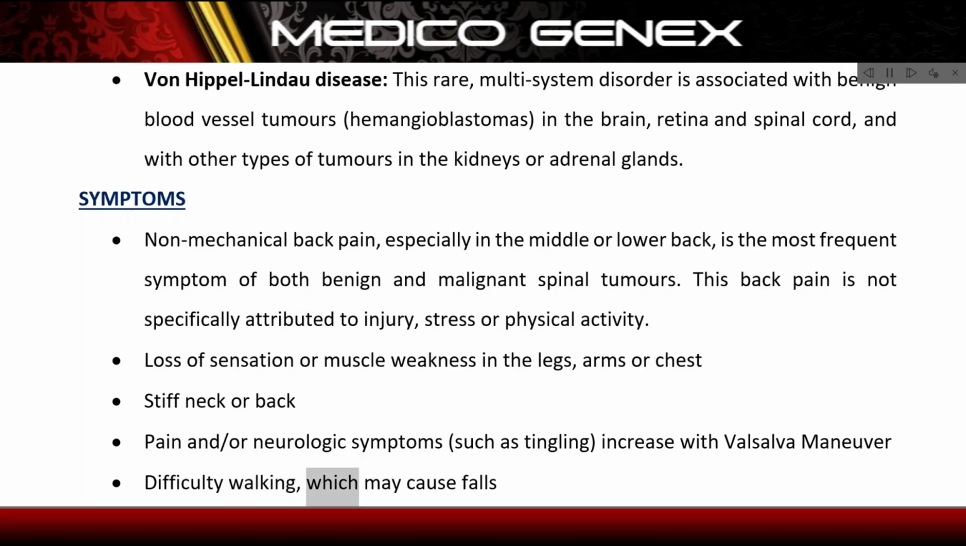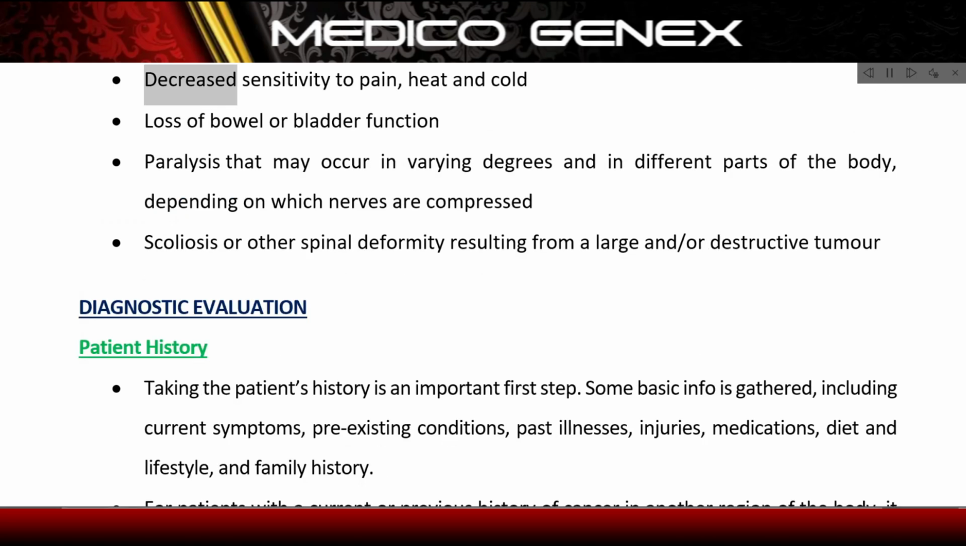Difficulty walking, which may cause falls. Decreased sensitivity to pain, heat and cold. Loss of bowel or bladder function. Paralysis that may occur in varying degrees and in different parts of the body, depending on which nerves are compressed. Scoliosis or other spinal deformity resulting from a large and/or destructive tumor.